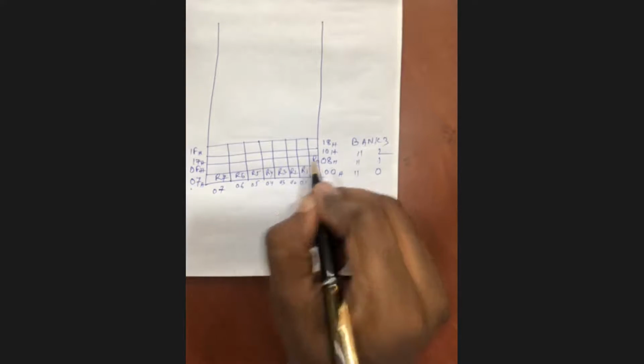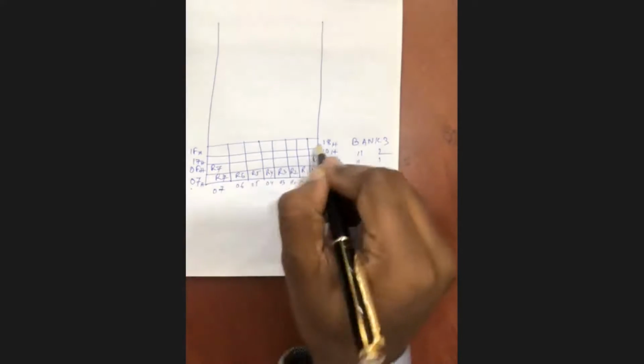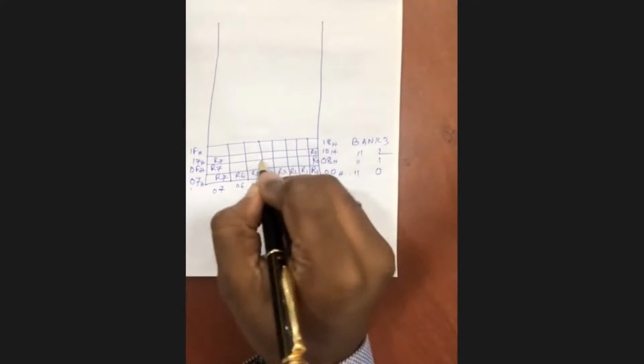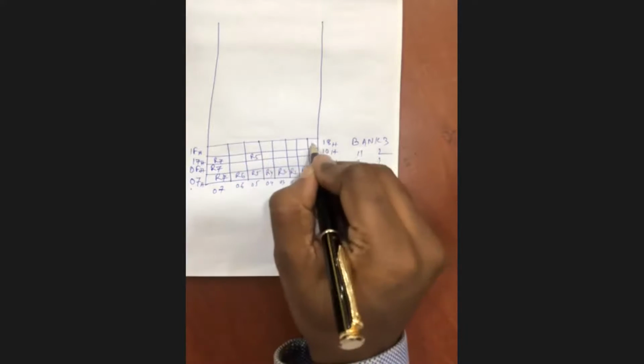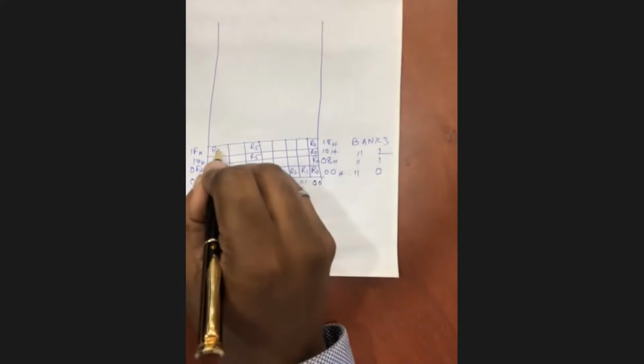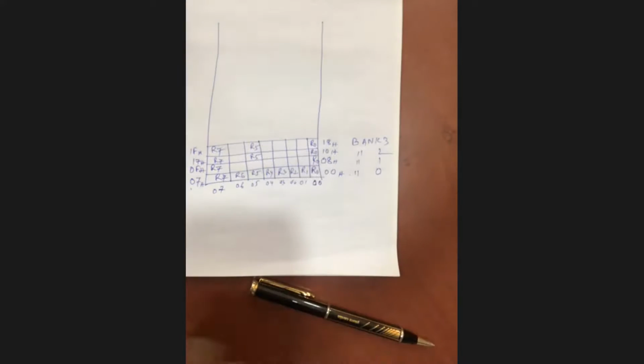Similarly, over here, R0 to R7. Similarly over here, R0 to R7. I'm not mentioning all of those, but every bank has the same registers, R0 to R7.